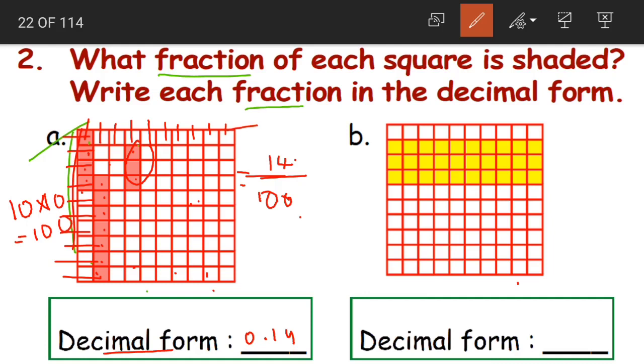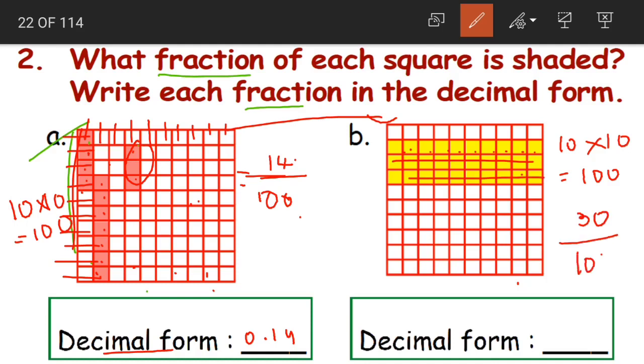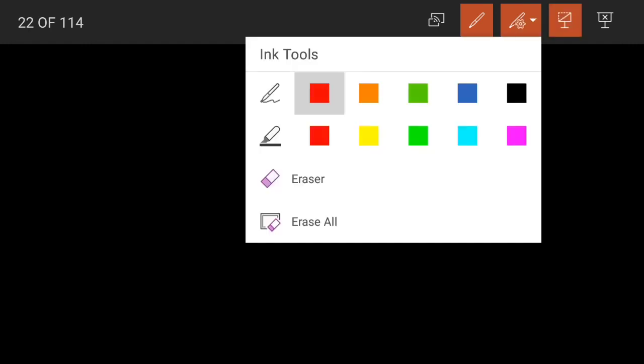Coming to figure 2, again see children, it is the same square with 10 rows and 10 columns. So the total number of squares in this becomes 100 squares. And how many are shaded? 1, 2, 3, 4, 5, 6, 7, 8, 9, 10, 20, 30. 30 squares are shaded out of a total of 100 squares. So 30 by 100 becomes our fraction.